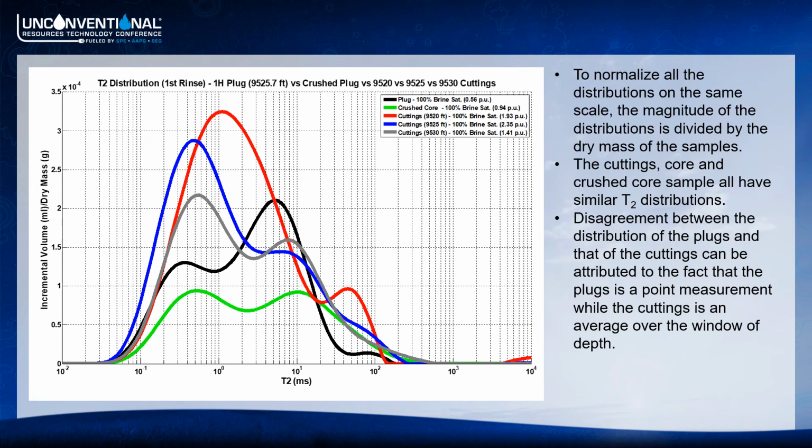The cuttings, core, and crushed core samples all have similar T2 distributions. Disagreement between the distribution of the plugs and that of the cuttings can be attributed to the fact that the plug is a point measurement, while cuttings is an average over some depth as the cuttings are pulled from the well.